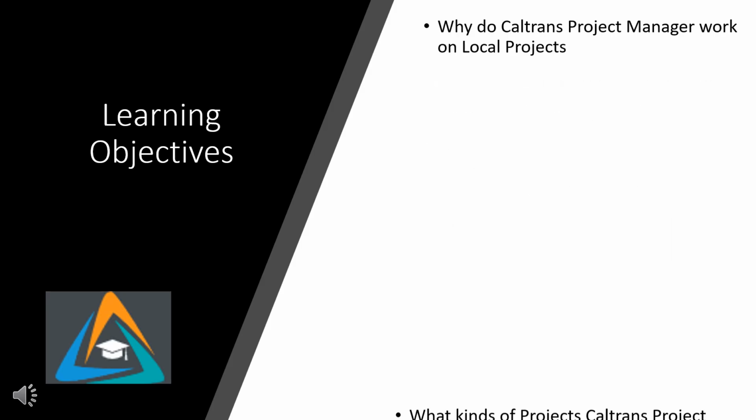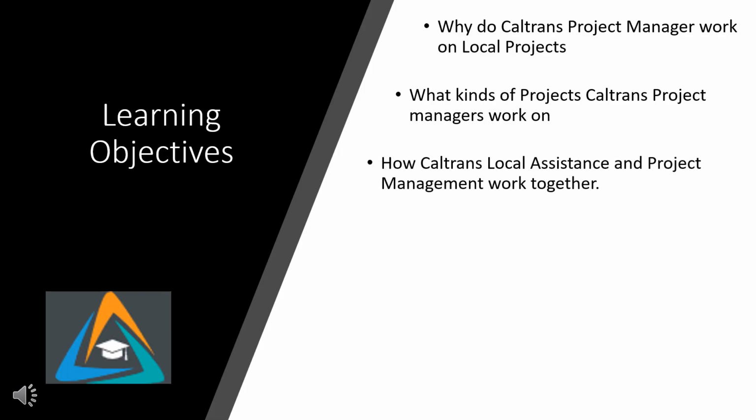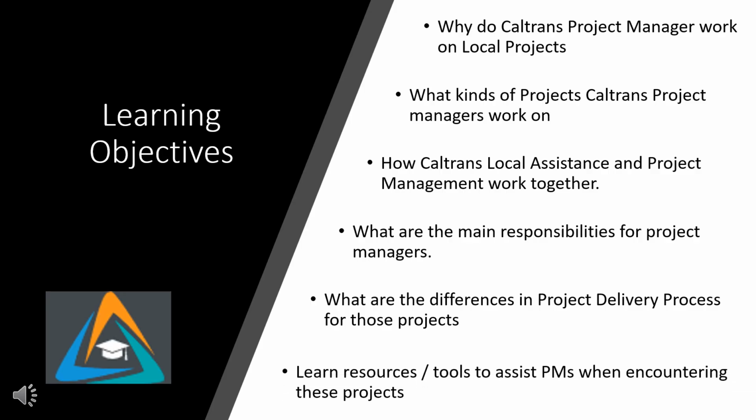Let's quickly go over the learning objectives for today. By the end of this training, you should be able to answer the following questions. Why do Caltrans project managers work on local projects? What kinds of projects do Caltrans project managers work on? How do Caltrans local assistance and project management work together? What are the main responsibilities for project managers on these local projects? What are the differences in the project delivery process for these projects? At the end, we will share the resources and tools to assist project managers when encountering these projects.